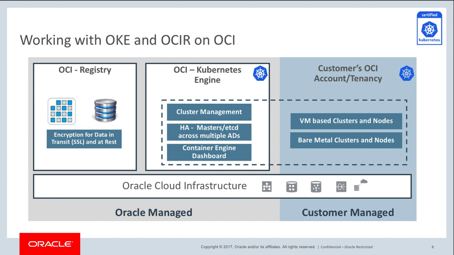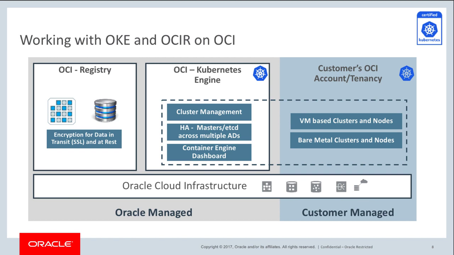within the OKE service. The gray shaded area designates the functions that are managed by the Kubernetes service. That includes the OCI Kubernetes engine, the master components of the Kubernetes engine, and an Oracle Cloud Infrastructure Registry Service. The registry service is a Docker V2 compliant registry service, and we'll go a bit deeper into that in one of our next sessions. Within the management plane of Kubernetes, Oracle manages the etcd and the master nodes. So all the master components of Kubernetes and the etcd nodes are managed by Oracle. And we make sure that multiple copies of these master components are created across different availability domains.